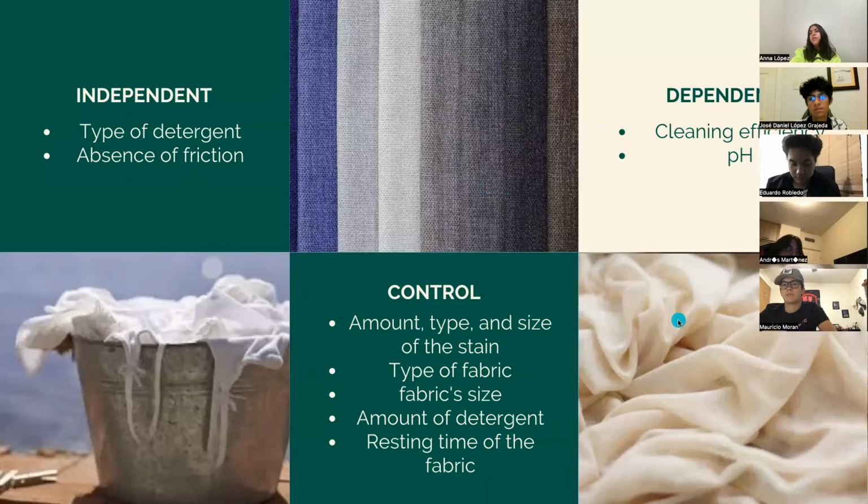In the second one, the independent variables were the type of detergent and the absence of friction, and the dependent variables were, as in the other one, cleaning efficiency and pH. The controls were the amount, type, and size of the stain, the type of fabric, the size of the fabric, the amount of detergent, and the resting time of the fabric in the solution.